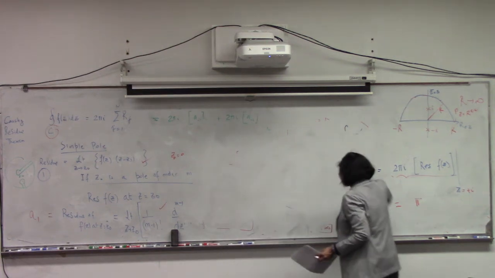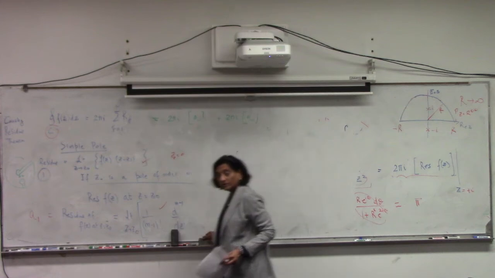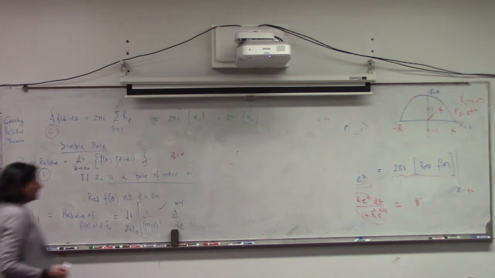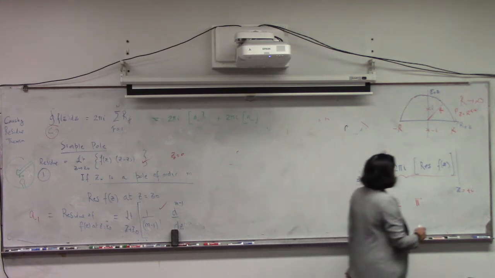In what cases will we have a negative i portion? Which negative portion? Well, we just have the i. Yeah, but this is what I'm going to say.